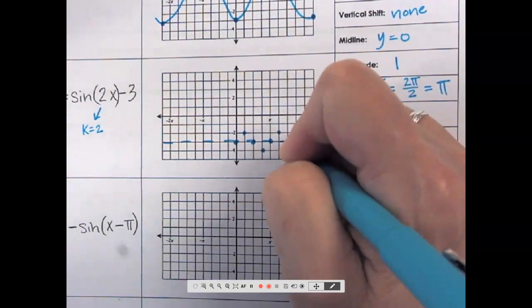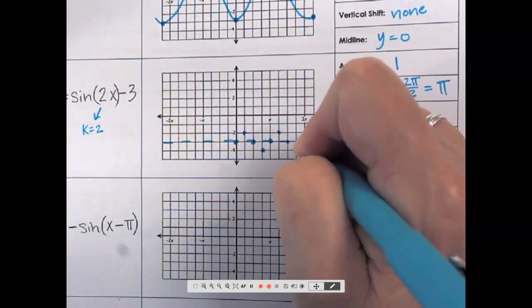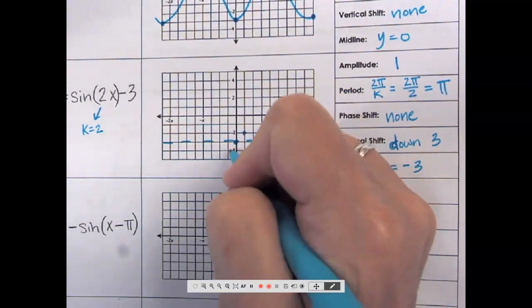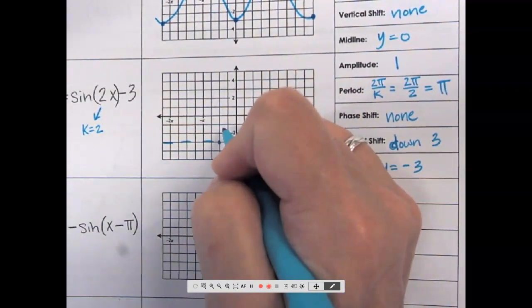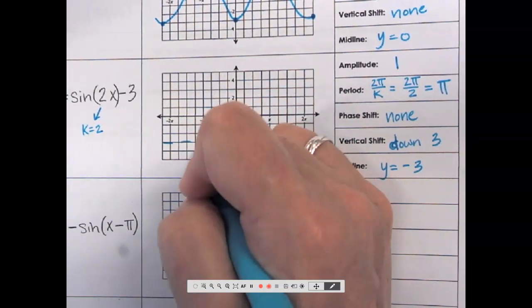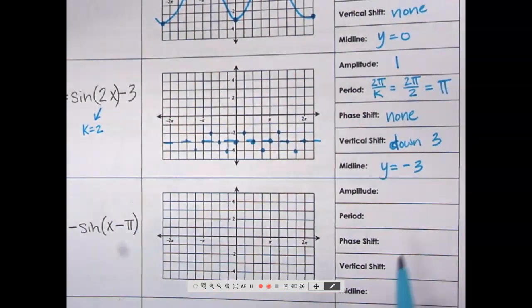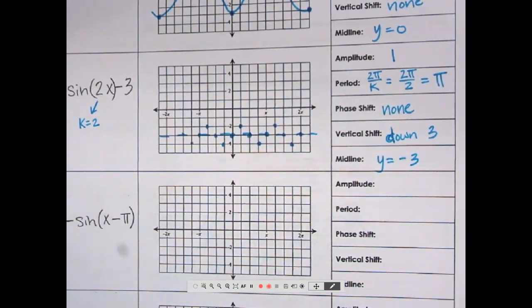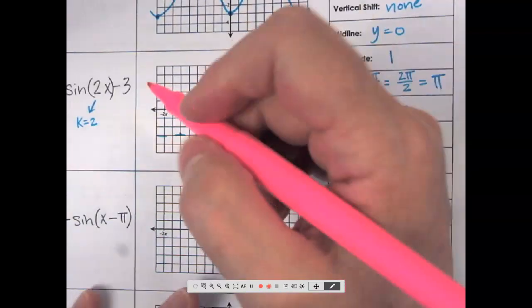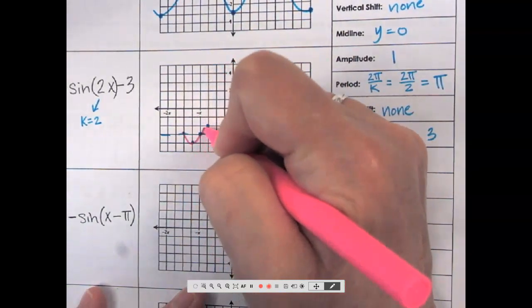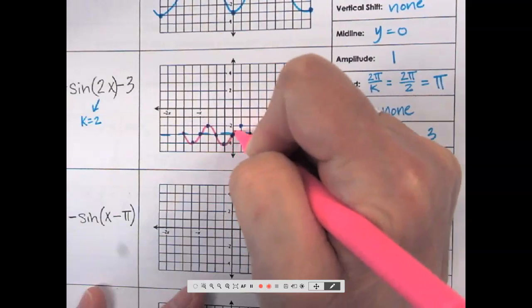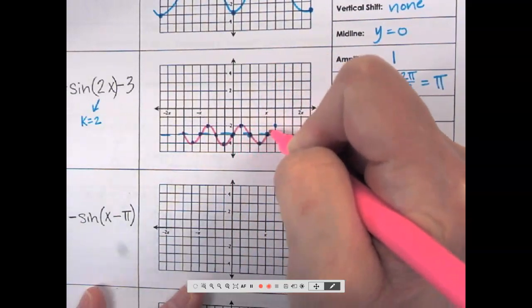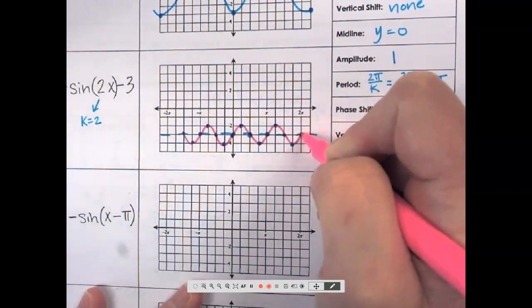So basically every line I'm changing it up, aren't I? So now I'm going to go down, back to 0, up, back to 0, down, back to 0, etc. And I'm going to connect them. Like that.